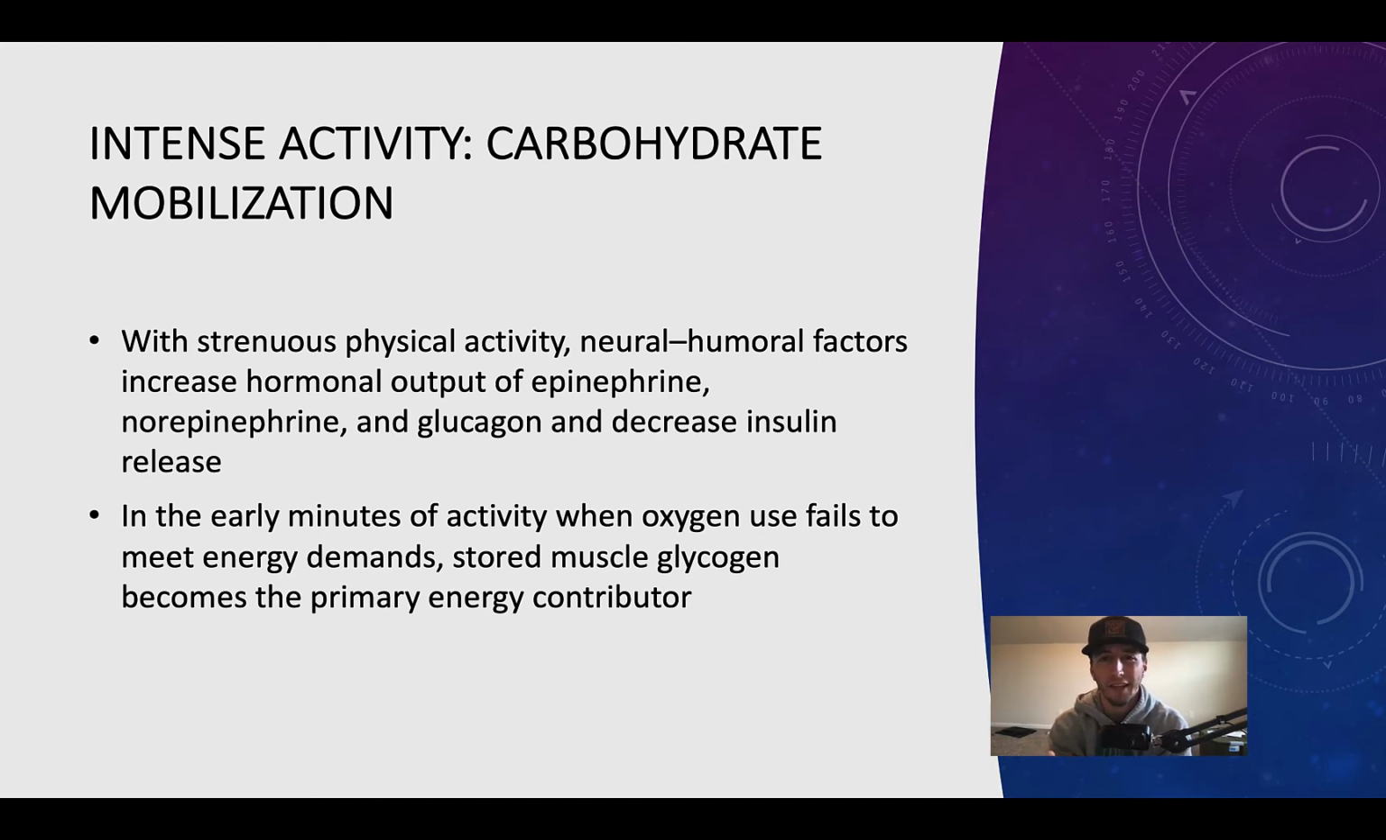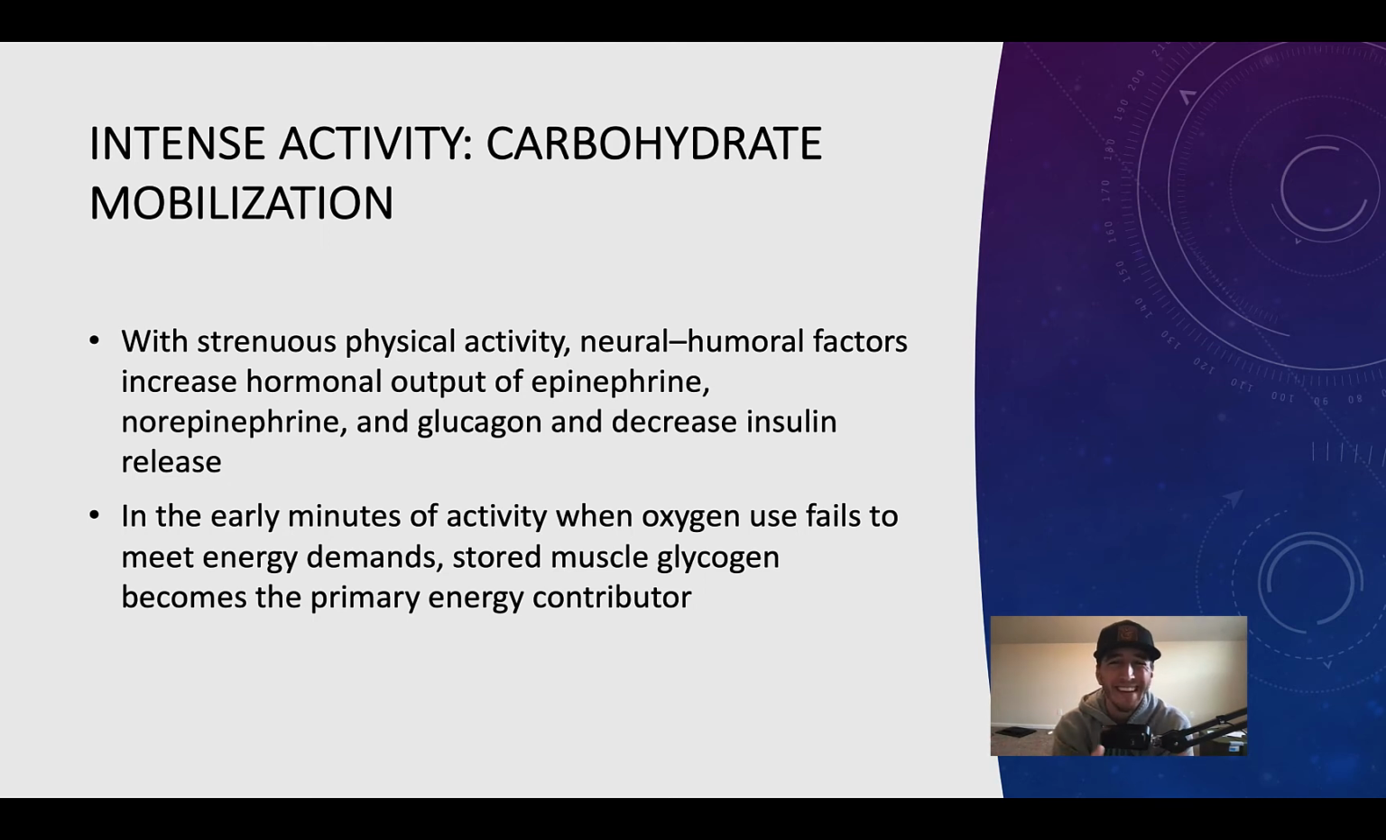Another major thing is the levels of glucagon and insulin. Glucagon gets released when glucose is gone. When we have low blood glucose levels, glucagon gets released to try to increase the blood glucose level, to increase the availability of that carbohydrate. So this is one hormone that's going to be released in a big way.